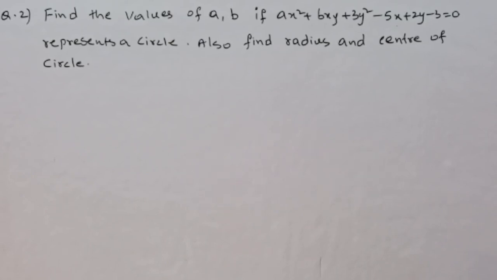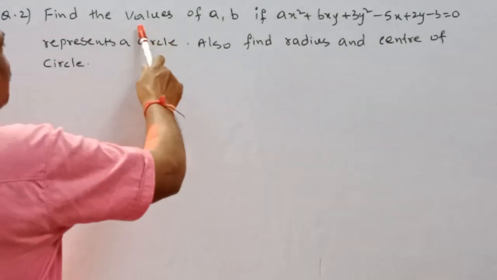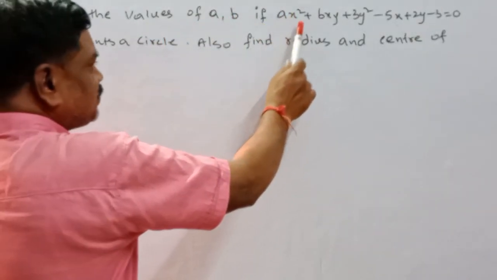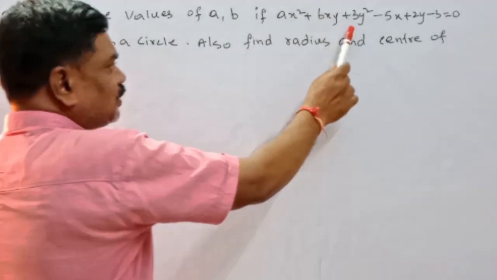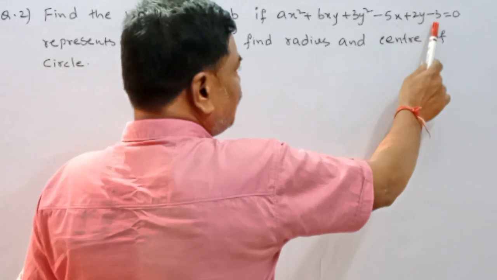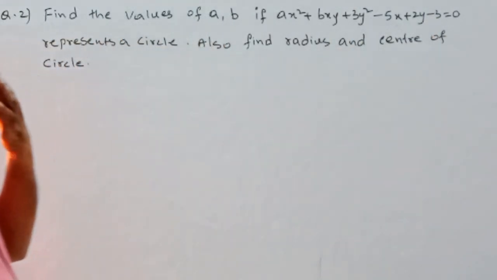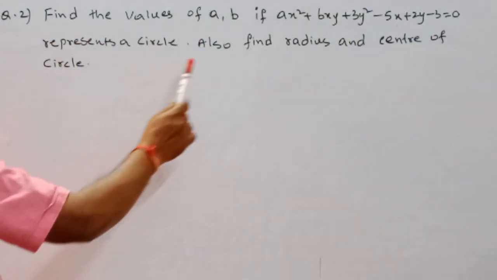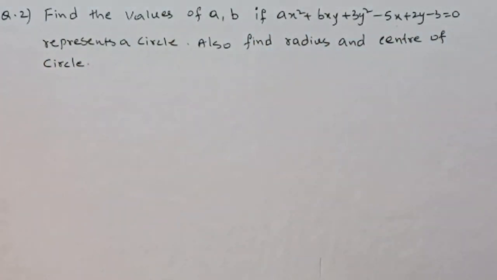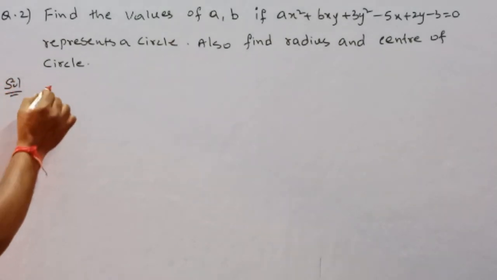Here we have one more problem from circles. Find the values of a and b, if ax square plus bxy plus 3y square minus 5x plus 2y minus 3 equal to 0 represents a circle. Also find the radius and center of the circle. Okay, this is given. So what is given, you write first.